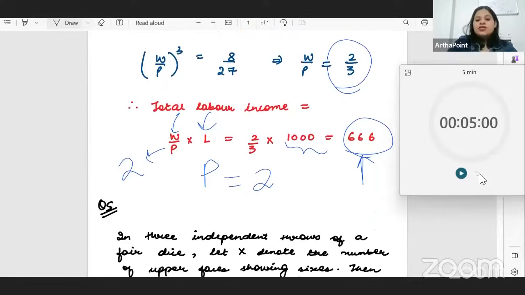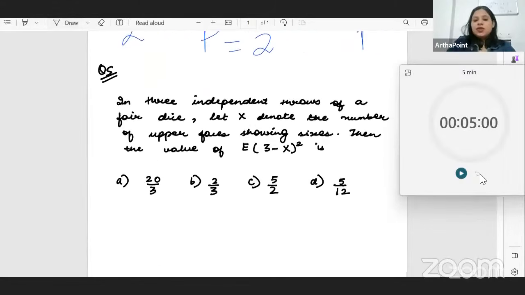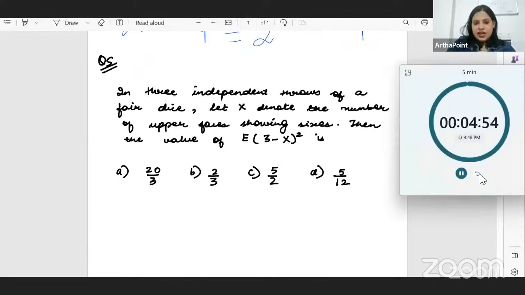Okay, let us move on to the next question. This is your next question, beta. Question number 5. I'm starting the timer. I'll give you 5 minutes to solve this question. In 3 independent throws of a fair dice, let X denote the number of upper face showing 6. Find the value of expectation of (3 minus X) whole square. You have 5 minutes to solve this question.